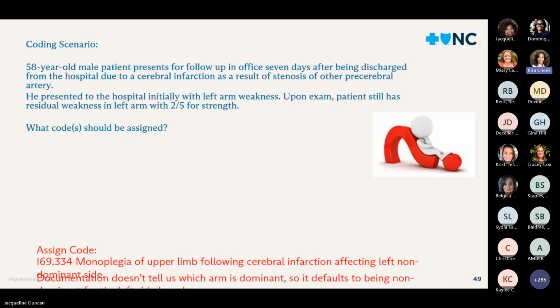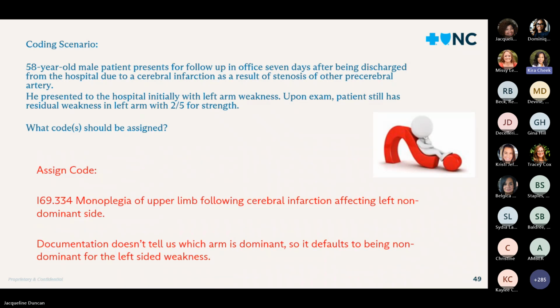So the correct assigned code for this scenario would be I69.334, monoplegia of upper limb following cerebral infarction affecting left non-dominant side. The provider did not document which arm is dominant, so the left arm defaults to non-dominant. So now I will hand it back over to Jackie to conclude our time together.